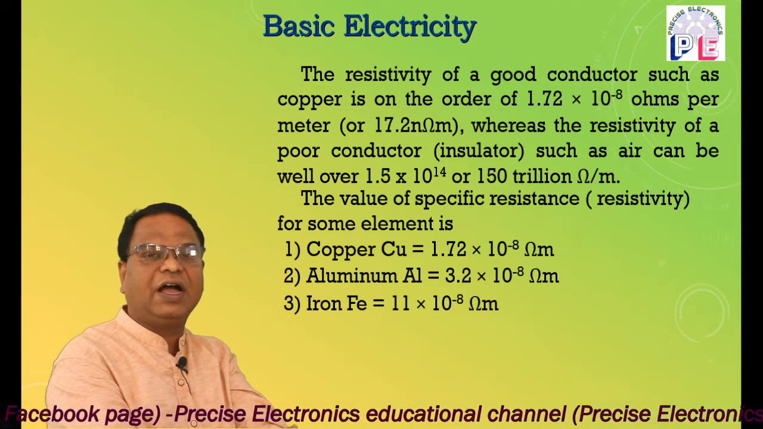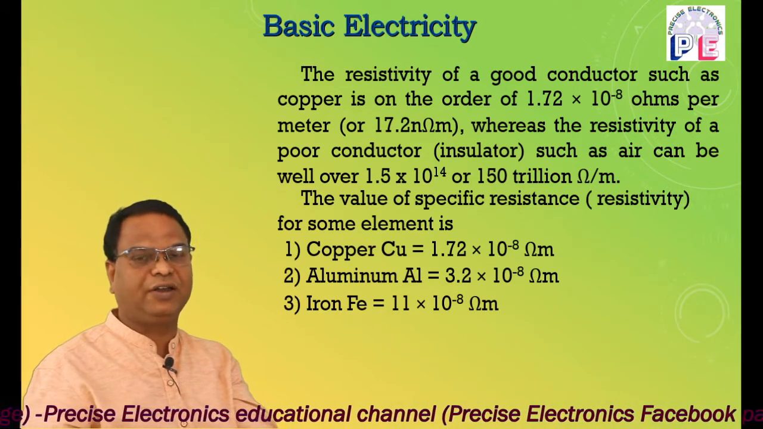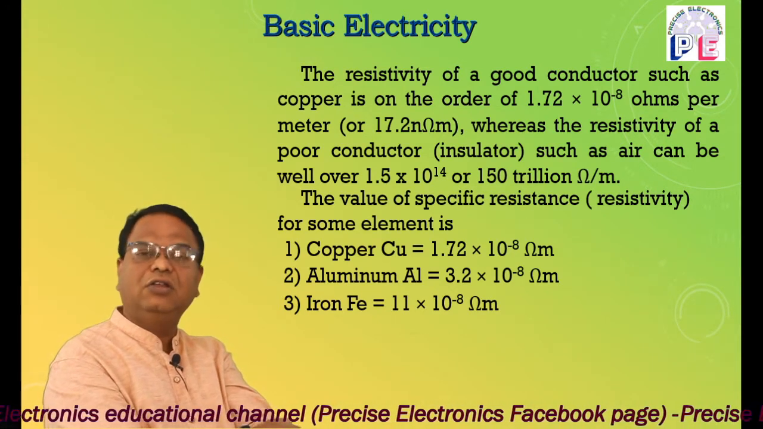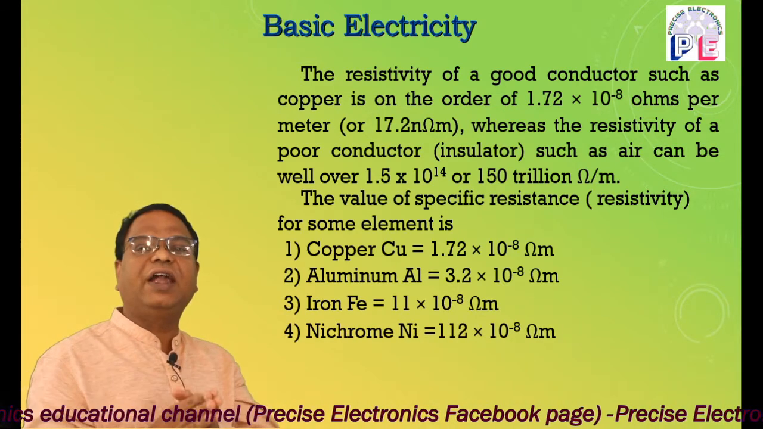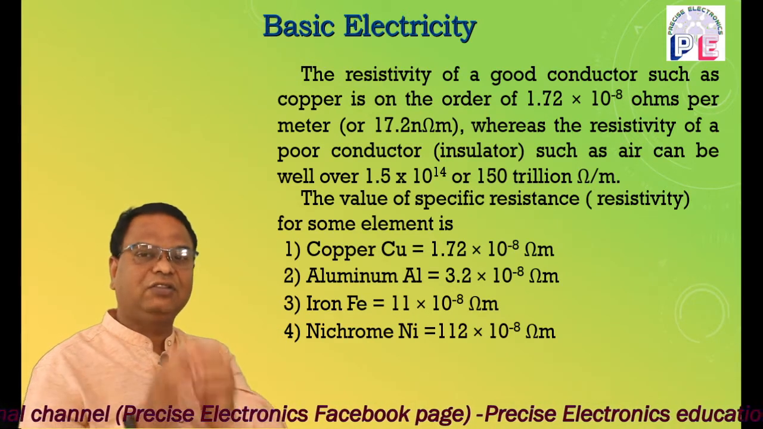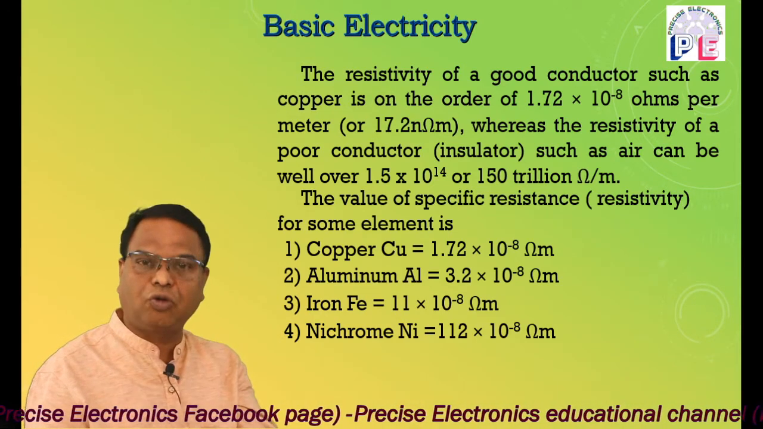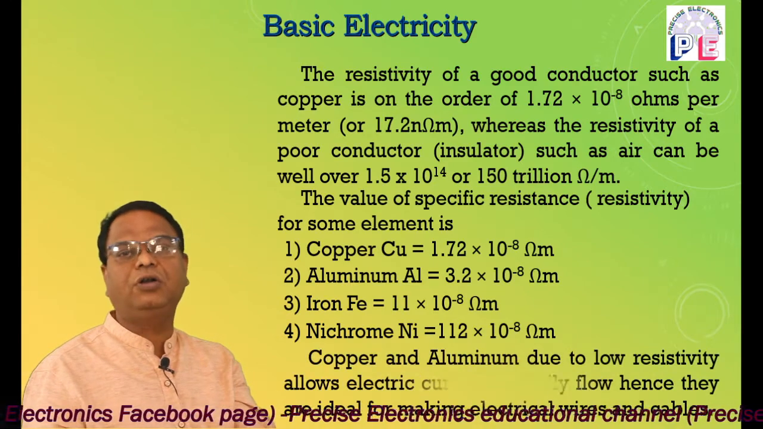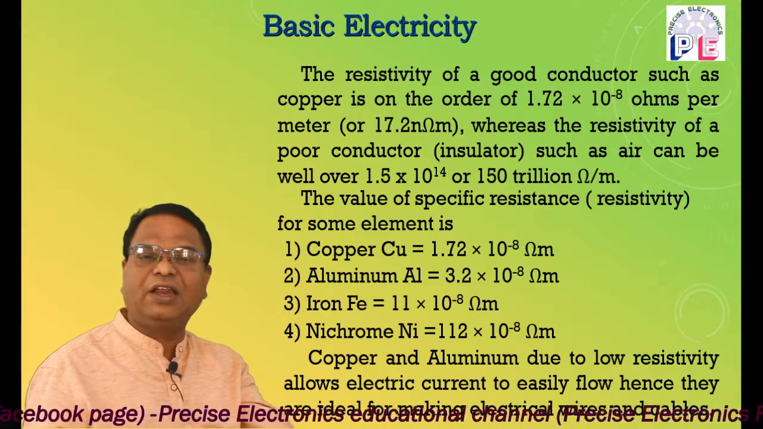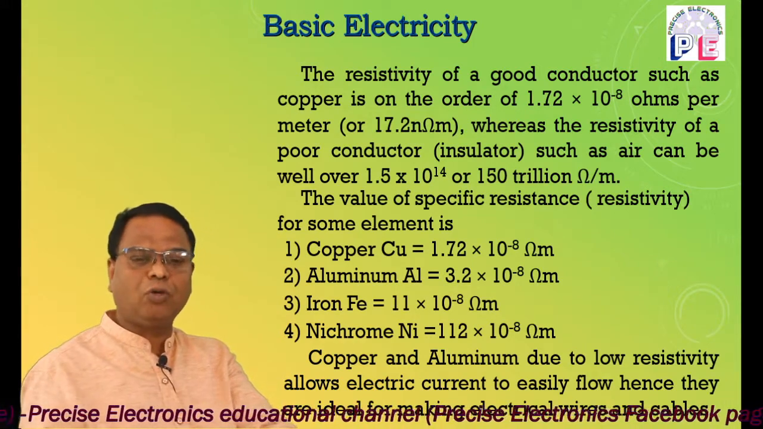It is also very low, but iron is not used to construct electric wires. Mostly aluminium and copper are used. And the next is nickel, Ni. The specific resistance of nickel is 112 into 10 raised to minus 8 ohm meter. So from this it is clear that the specific resistance of copper and aluminium is very low. So they are good conductors of electricity, and because of this, copper as well as aluminium are widely used in electric cables or wires in our domestic electric boards.